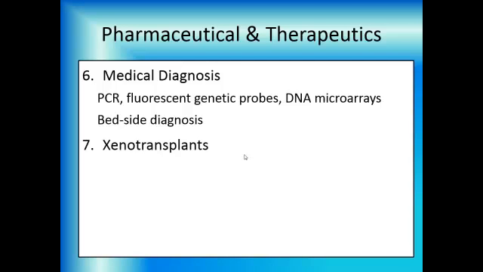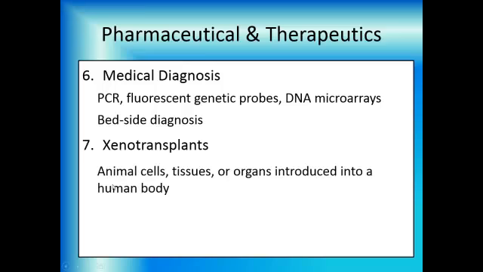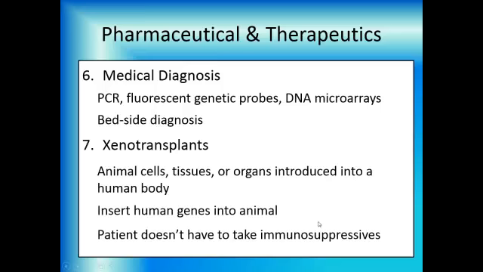Xenotransplants. Xenotransplants are basically taking an organ from a non-human animal and using it in human transplants. Well, the problem with this is immune rejection. So what we do is we insert human genes into an animal so that the patient doesn't have to take immunosuppressives, and they also don't have to wait forever for a human to die and make an organ available.